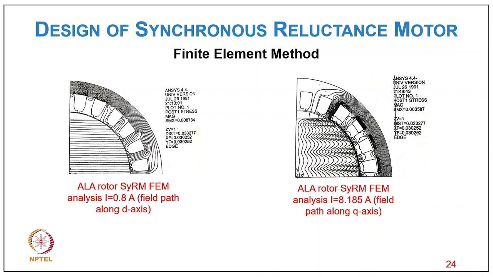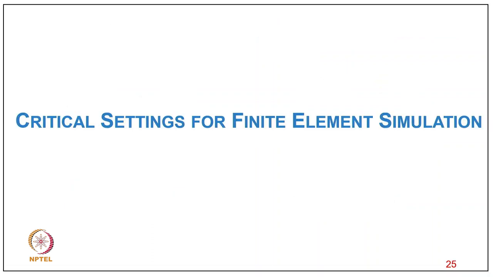And here you can see the ALA rotor synchronous motor finite element with I equal to 0.8 ampere, giving the field path along the D axis, and on the right side the synchronous motor finite element with I equal to 8.185 ampere, giving the field path along the Q axis. So this is how the D axis and Q axis flux paths are produced.